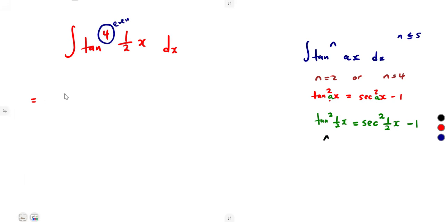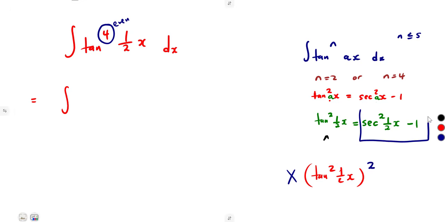The tan to the exponent of 4 that we are given here is the same as tan squared half x, like this, times another tan squared. If we were going to square it, I want you to see this part here. Let's say you're going to square this. It means you are going to square this part, because that is the one that represents the tan.